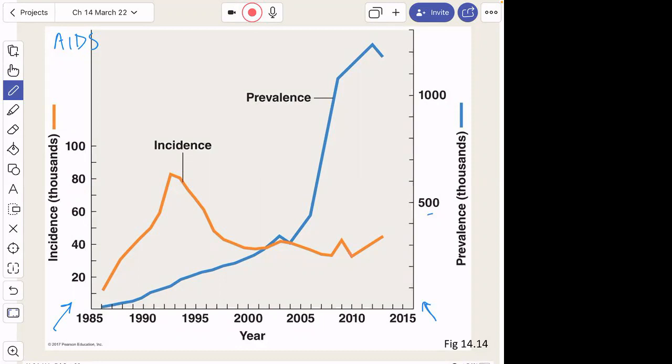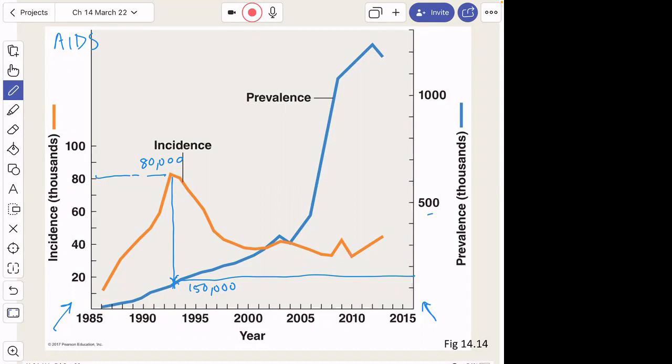So take, for example, the incidence of AIDS. It looks like it peaked in about 1993 at about, say, 80,000. And that was new cases per, we'll say, the year 1993. At the same time, the prevalence, again, you've got to look at this axis over here, was maybe about 150,000. So in 1993, 80,000 new cases, and then 150,000 total, so 80,000 new cases plus 70,000 people that were living with AIDS. So the incidence is always going to be smaller than the prevalence, but again, you've got to look at the axes to understand that.